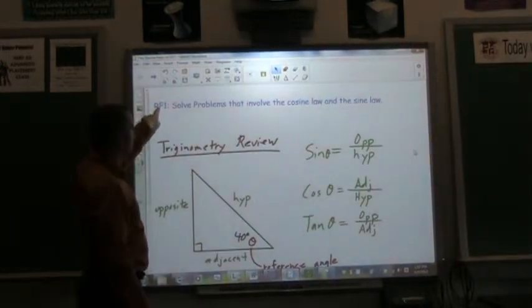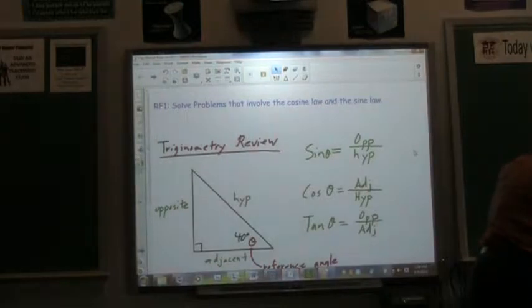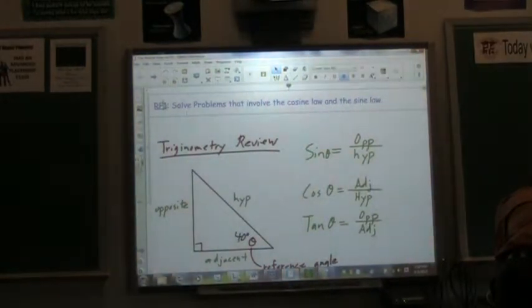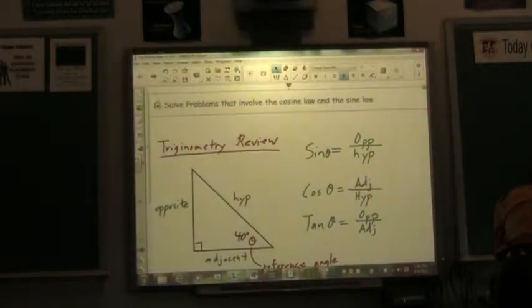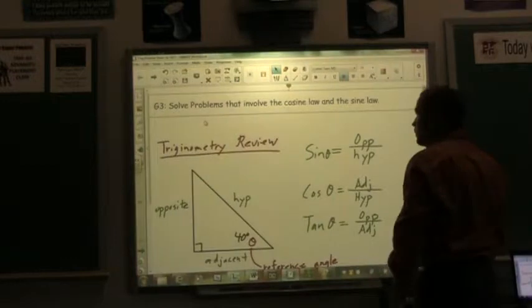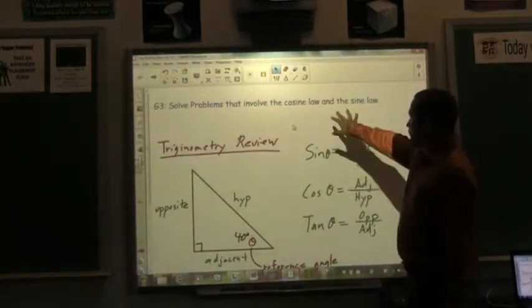This is RF1, it's actually G3, so we'll change that here. So this is the curriculum outcome we're up to now. It is G3 in the course, and it'll be labeled like that within the iTunes University. So that's our curriculum outcome.